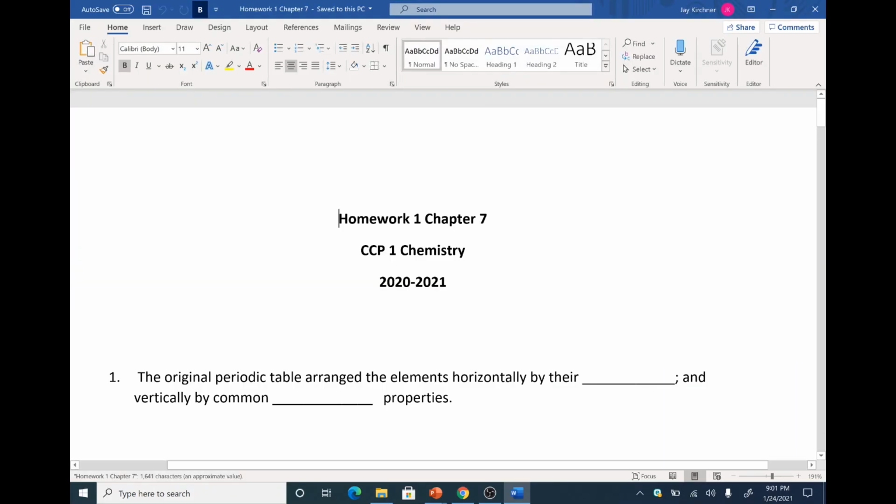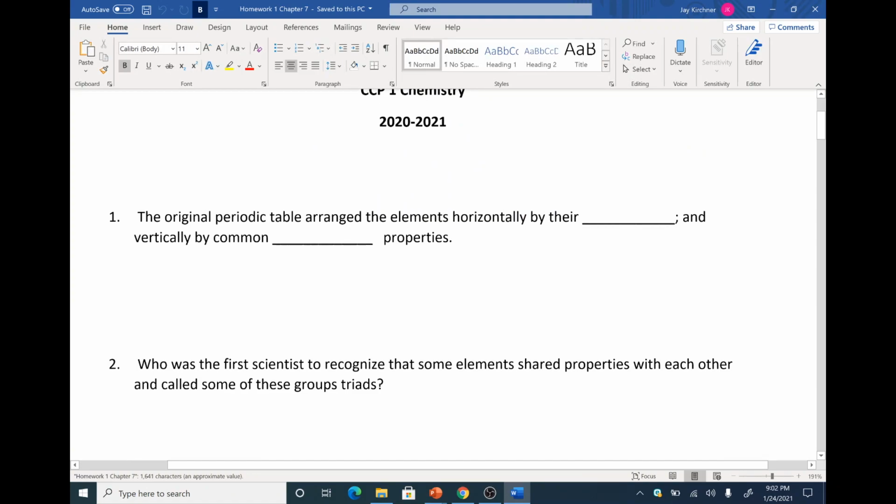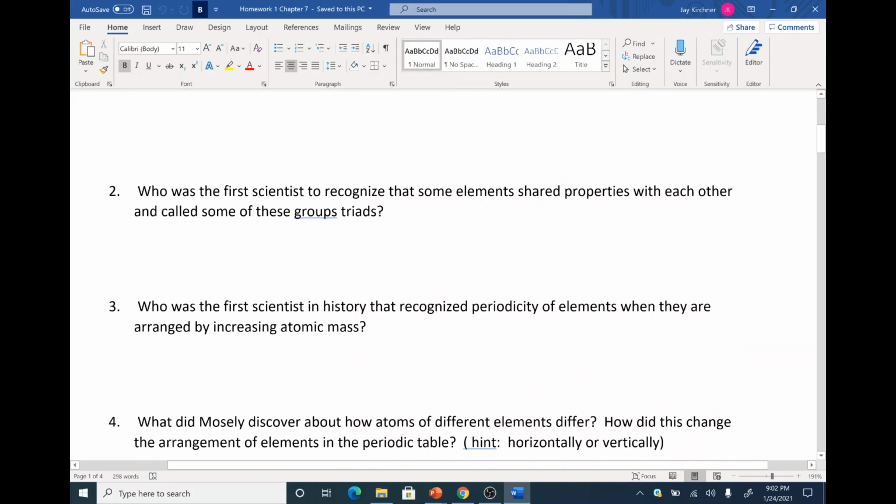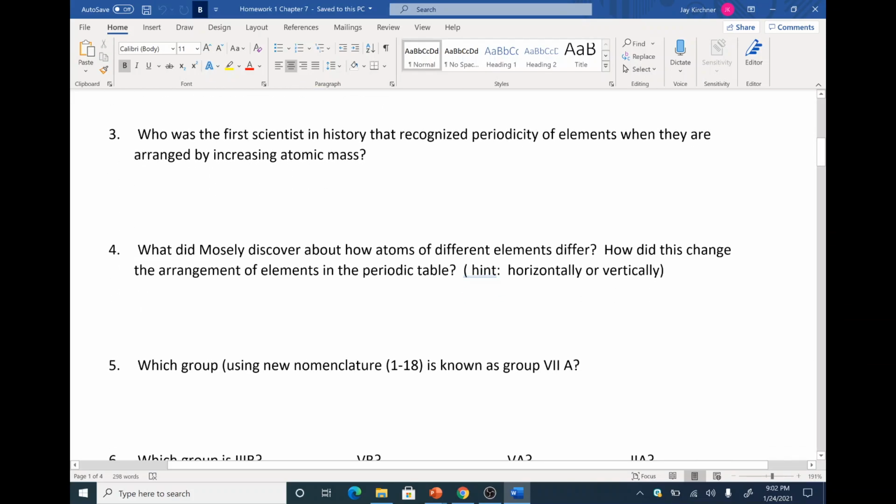So here we go. The original periodic table arranged the elements horizontally, going across by their increasing atomic mass, and vertically by their common chemical properties. Who was the first scientist to look at triads? You can look that up. Who was the first scientist that recognized periodicity of elements when they were arranged by increasing atomic mass? That was Newlands. What did Moseley discover? How does this change? Was it horizontal or vertical? Obviously it was horizontal because it's now atomic number going across.